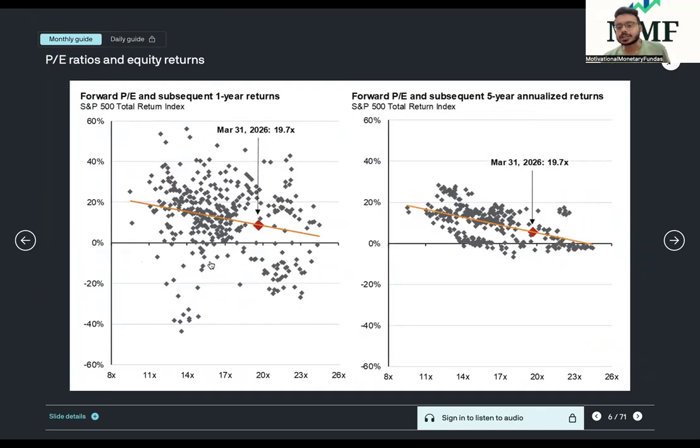Now, this is a regression chart. This is basically telling you, though I won't be able to cover all the charts, right? But at least to cover the most important slides per se. So this chart is basically telling you, based upon the current price to earning multiple, or the forward price to earning multiple that is based upon a 1 year forward price to earning multiple, right? How can we predict the 1 year subsequent returns?